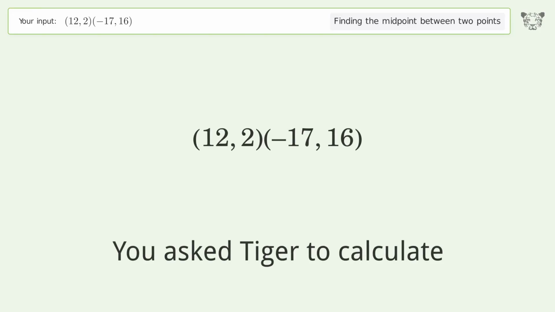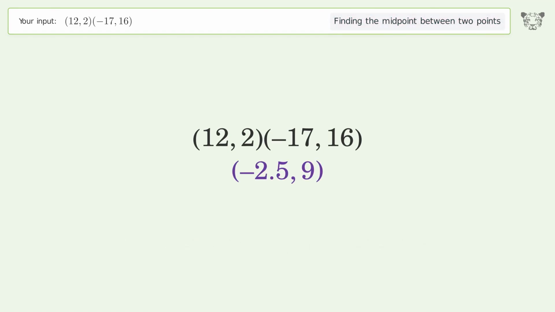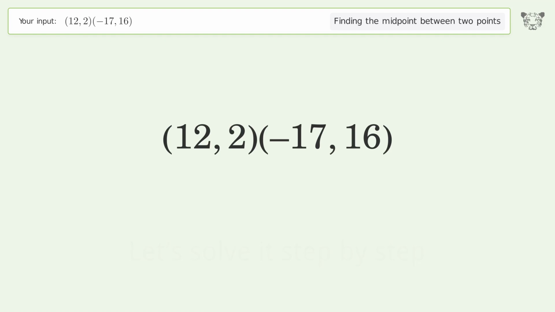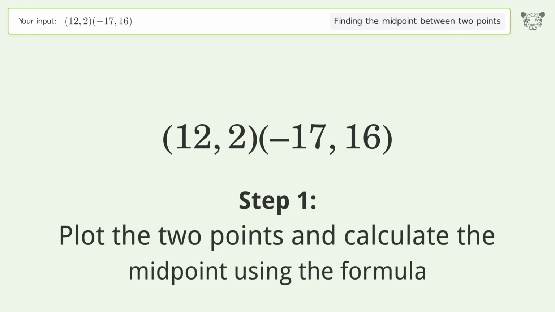You ask Tiger to calculate. This deals with finding the midpoint between 2 points. The midpoint between the 2 points is negative 2.59. Let's solve it step by step. Plot the 2 points and calculate the midpoint using the formula.